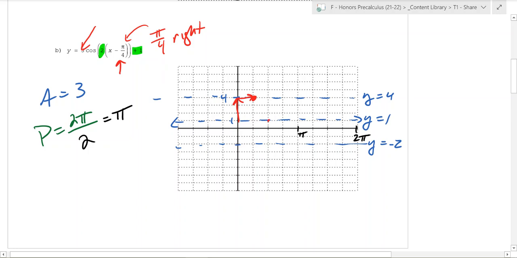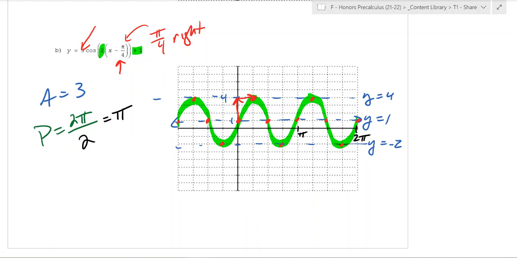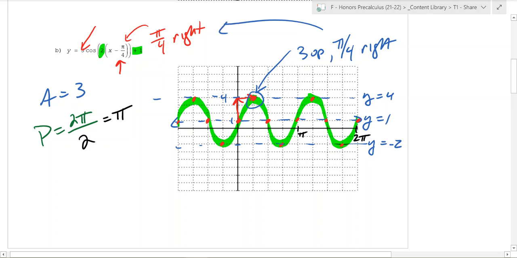Now cosine just goes down first, so we know it's going to look like this. There's one rotation right there, so it's going to go down and up, so there's one oscillation. So you literally just do the same thing again. It's going to go down like this, and then up. Again, draw those points. I was about to do it without drawing the points, and as we saw in the last example, that's not the best idea. So then you end up with this curve right here. The key thing to start with is that point right there, and that's because it's 3 up and pi over 4 to the right, based on the information right there.